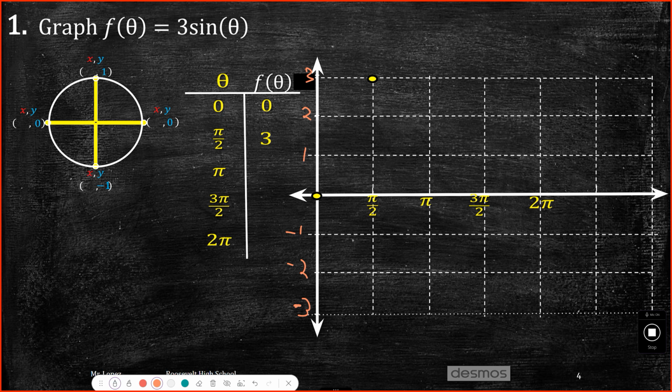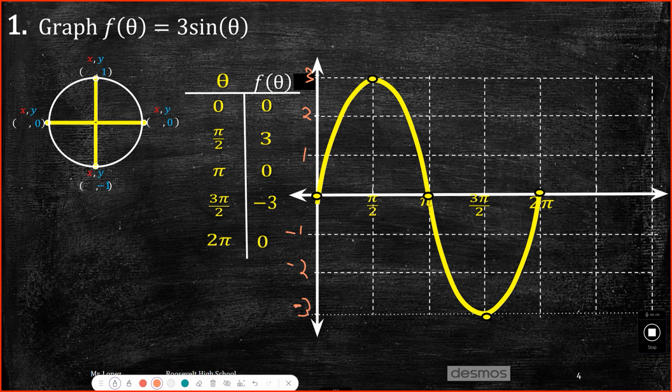Pi goes to what? You have it. You wrote it down. 3 pi by 2 goes to what? Negative 3? 2 pi goes to what? And we connect those dots in a wave, in a sideways S.